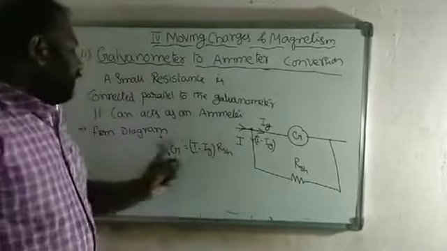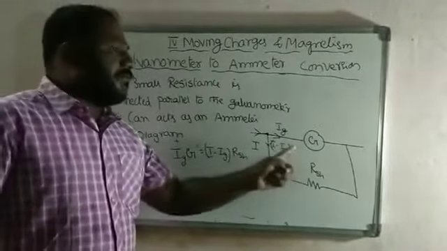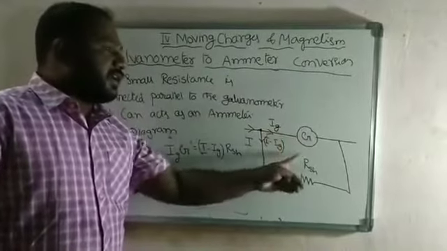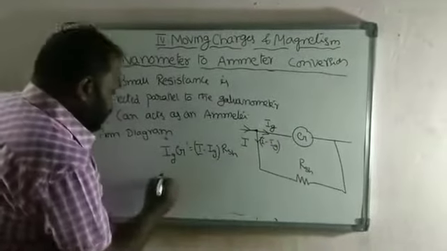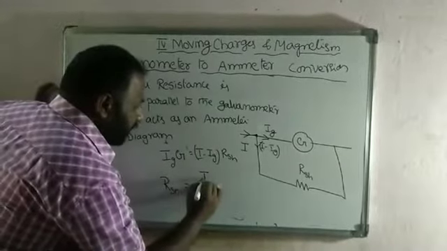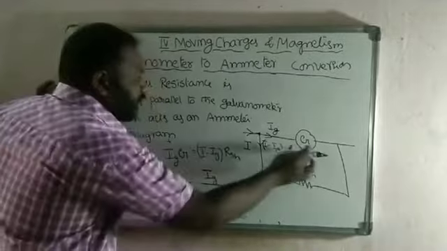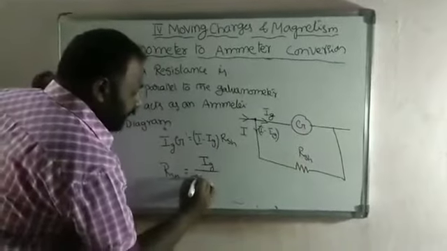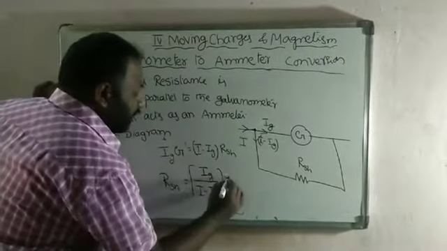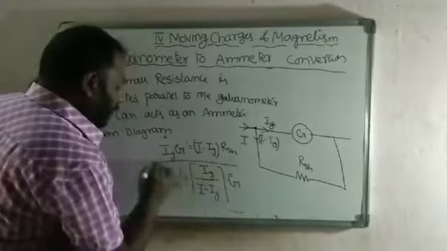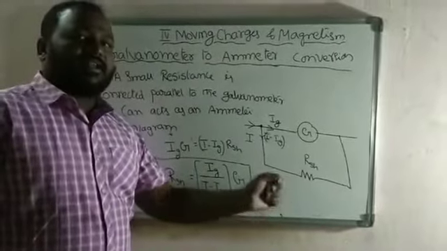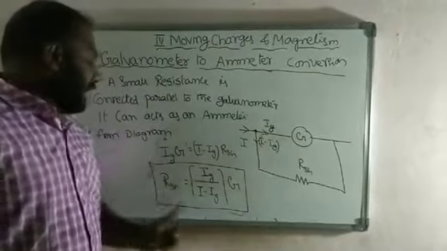RSH. Here we are going to calculate the value of the small resistance which we connected parallel to the galvanometer, called the shunt resistance. The shunt resistance RSH is equal to Ig divided by (I minus Ig), into G, the resistance of the galvanometer. So this is the formula for the shunt resistance, the small resistance connected to the galvanometer.